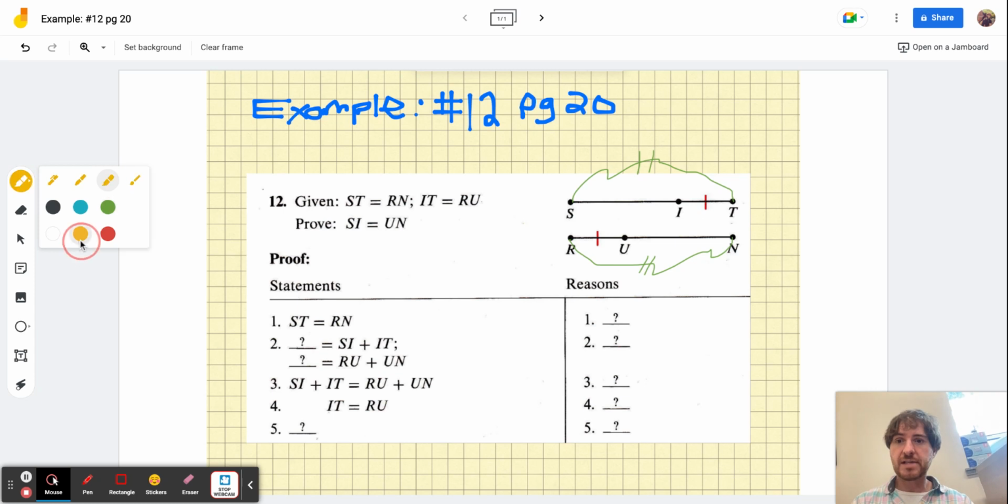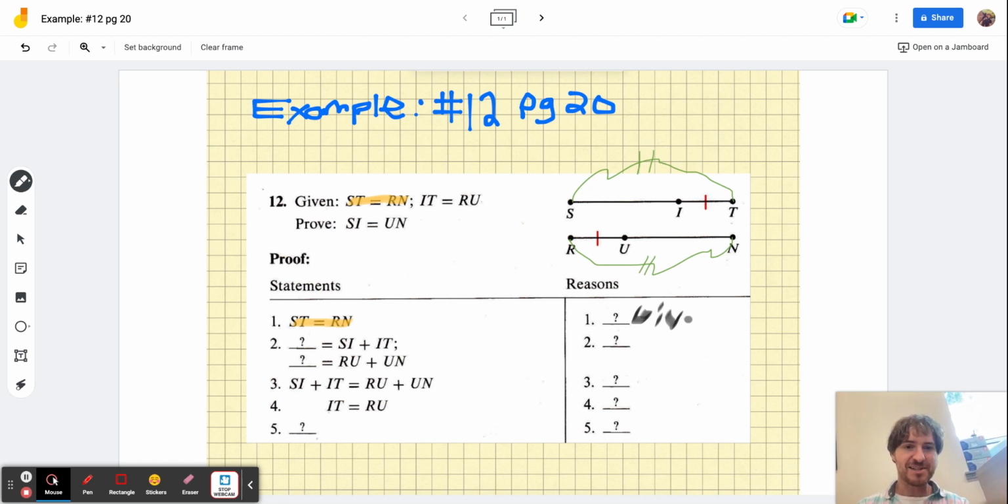First things first, let's see how they started the proof here. They did ST is equal to RN. They put that in there as the very first step. So what justifies that ST is equal to RN? That's what you want to ask yourself. I'm writing an equation. What justifies that? Why am I allowed to do that? And the reason is, and I hope you all get it here, is given. I'm not on my stylus right now, so it's going to take me a while to write it out. There, given. Given premise.